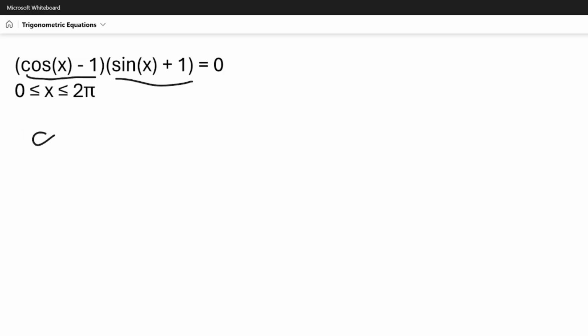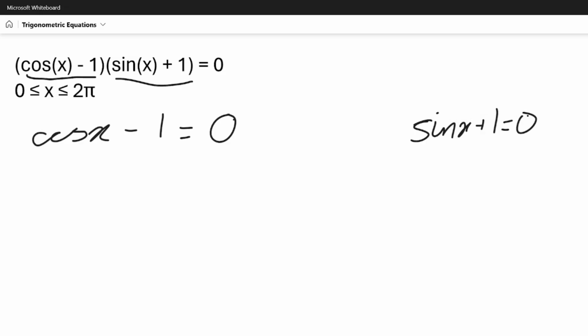So what I get is cos x take 1 equals 0 and sin x add 1 equals 0. I want to isolate to get it by itself, so I get cos x equals 1 and sin x equals negative 1.